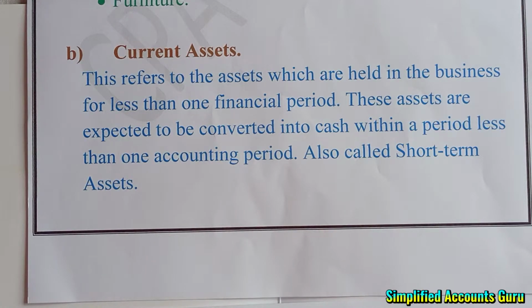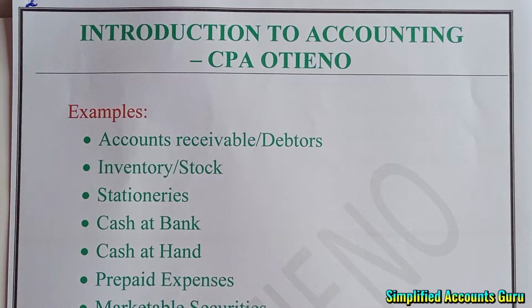And we have said up there under non-current assets that the non-current assets are expected to last in the business for more than one accounting period. So the opposite of that is the case under current assets. Now, the examples that we have under the category of current assets, which are expected to last in the business for less than one accounting period.